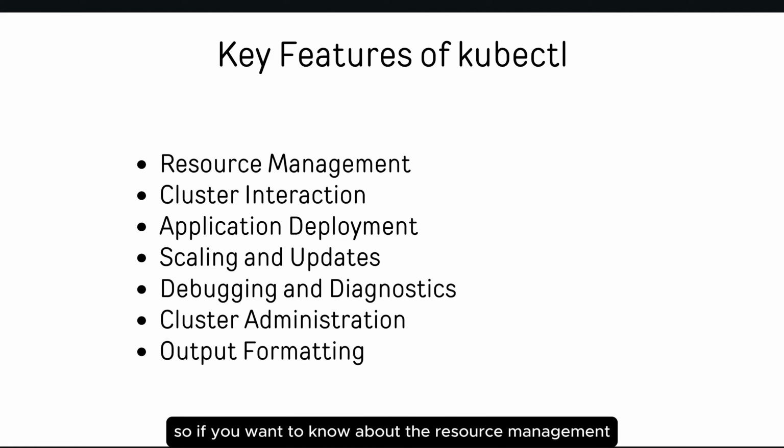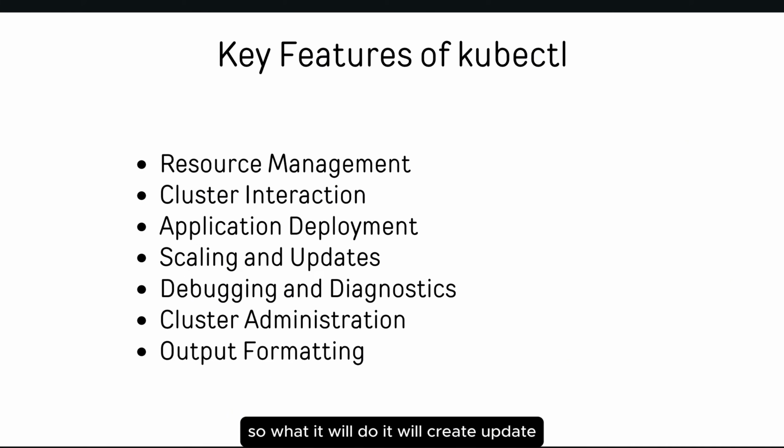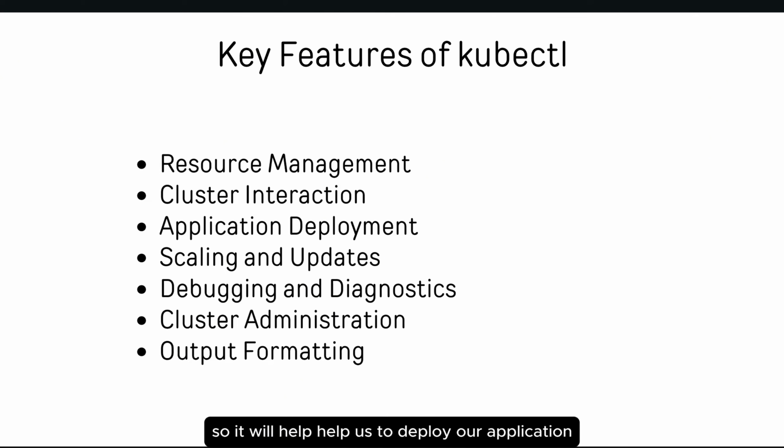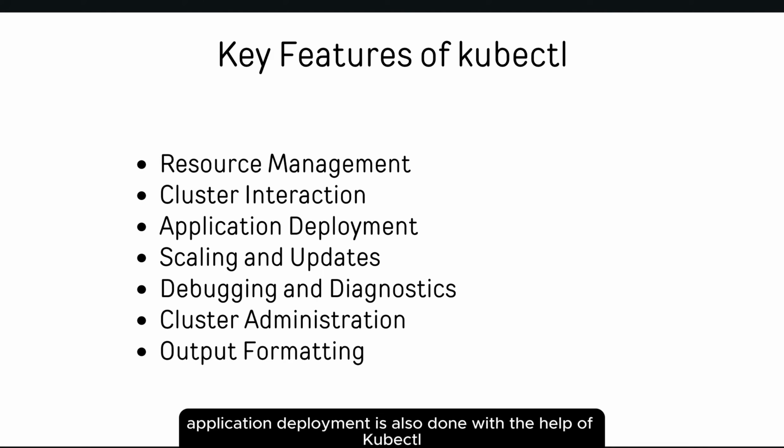If you want to know about resource management, it will create, update, delete, and inspect Kubernetes objects such as pods, services, deployments, and namespaces. Second, cluster interaction: it interacts with the Kubernetes API server to execute commands. Third, application deployment: we use YAML files, right? It helps us deploy our application and make sure that the application is in the desired state. So application deployment is also done with the help of kubectl.